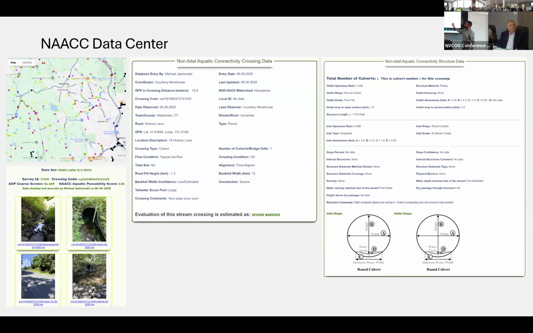And when you click on that dot, you get a brief printout. You get photos that were taken at that assessed location. You get all the crossing data and all the structured data to go with it. And you get an explanation as to why this particular one was rated as a severe barrier. So it's really good information, really at your fingertips. It can really help you assess. If your town has had this done, then you've got a lot of information at your disposal. If it hasn't been done, then it's a good idea to try to pursue it and try to get one to happen.